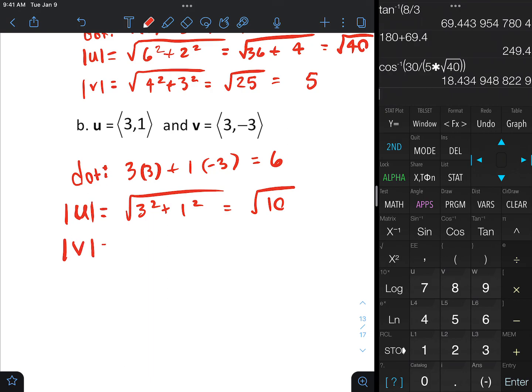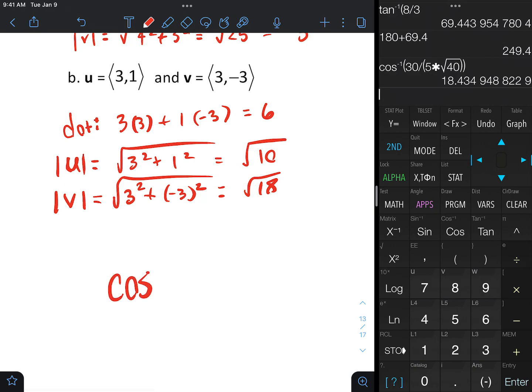Magnitude of v. That'll be 3 squared. Make sure, since this one has the negative, you throw some parentheses around it if you're going to use your calculator to help simplify. Or you could just say, hey, that's 9 plus 9. Negative squared is positive, so it comes out to root 18. Then essentially from there, it's cosine inverse of the dot product over the product of these two.